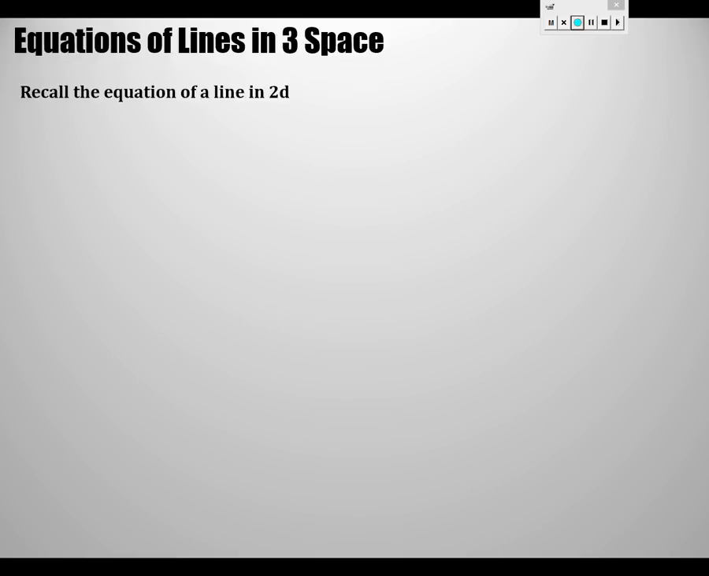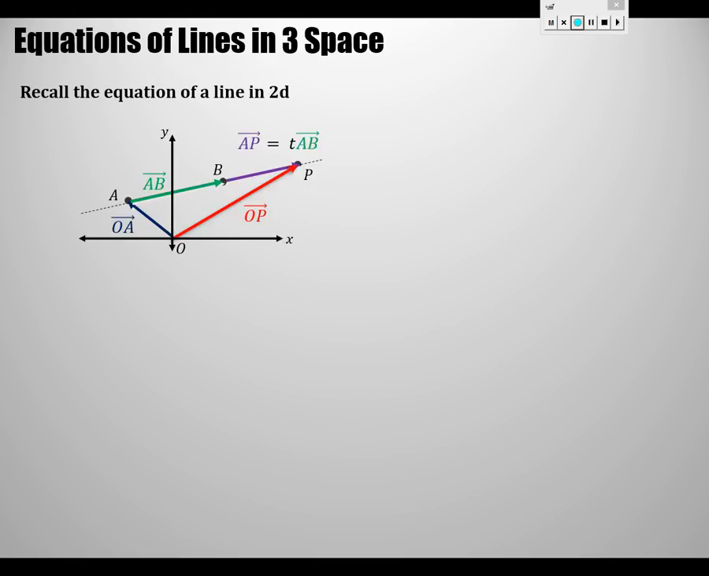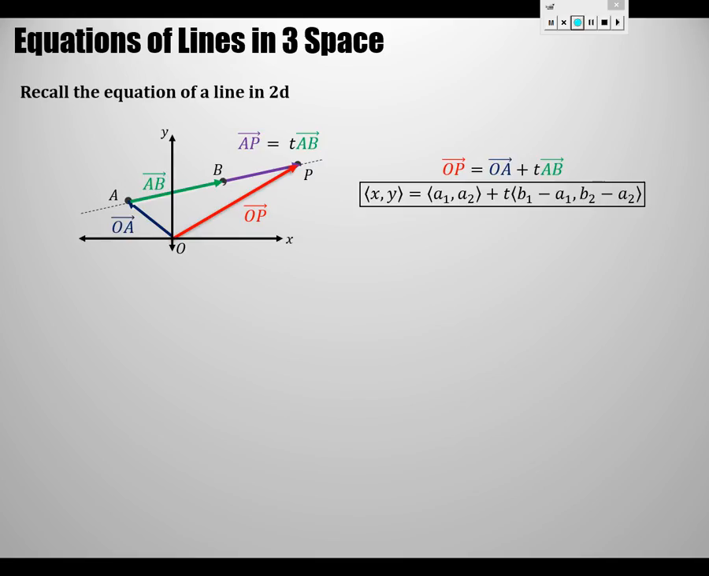So let's play with this idea with a very basic scenario, just a line, okay? That's the goal today, is just to play around in three dimensions with a simple scenario, which is just lines, just to get ourselves used to this. Recall this slide from the other day. I just copied and pasted it from that PowerPoint. Do you remember how to do the equation of a line in two dimensions?